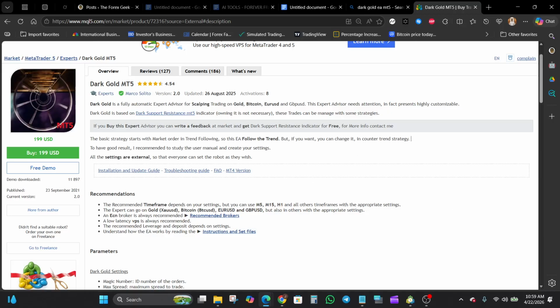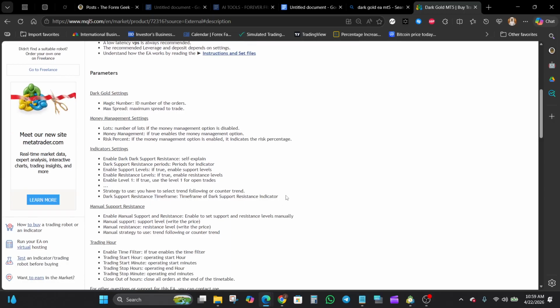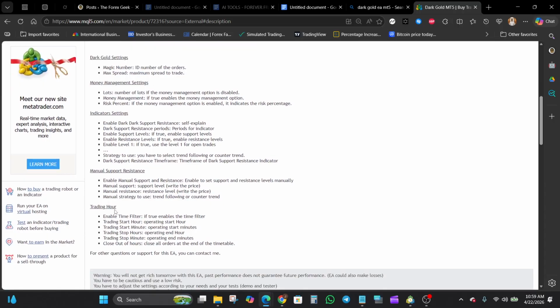Now, we also have full external parameter control. This means everything from the risk to the lot size to entry logic and filters, they can be adjusted. That's great for optimization, especially if you are someone who likes to fine tune strategies. But it also means that if you don't know what you are doing, you can easily over optimize and create unrealistic expectations.